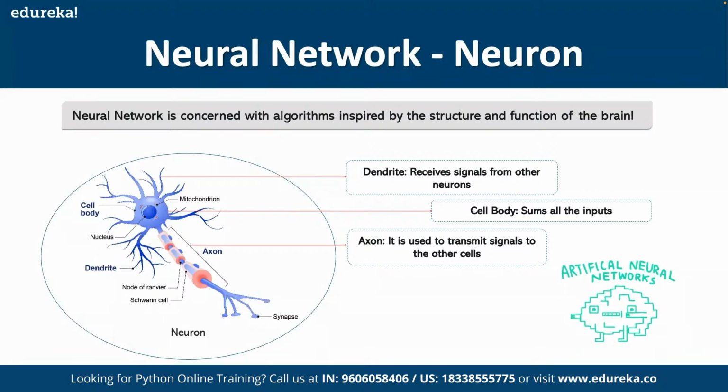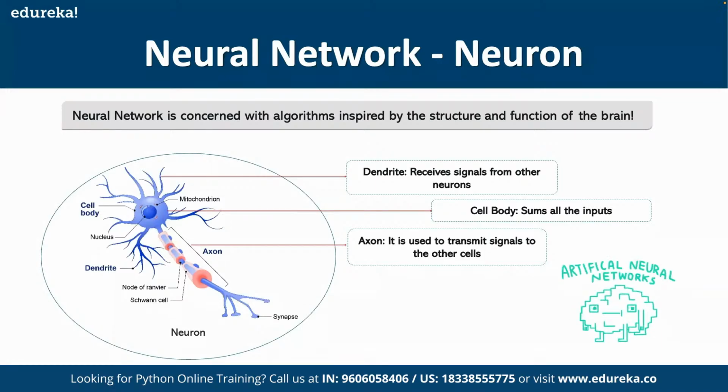Once it receives the data, it will be processed with the help of the nucleus. And then the data that gets processed in our human brain moves through the axon and reaches the synapses.